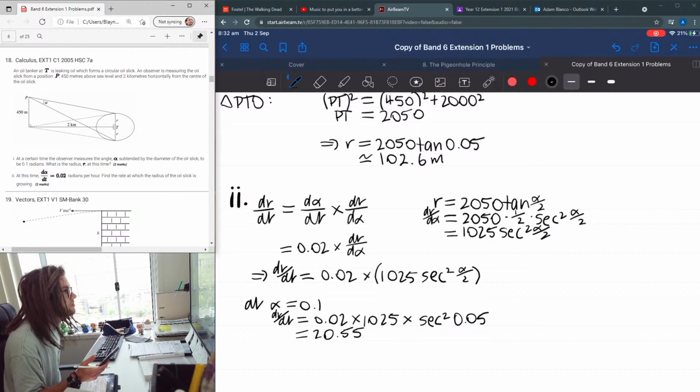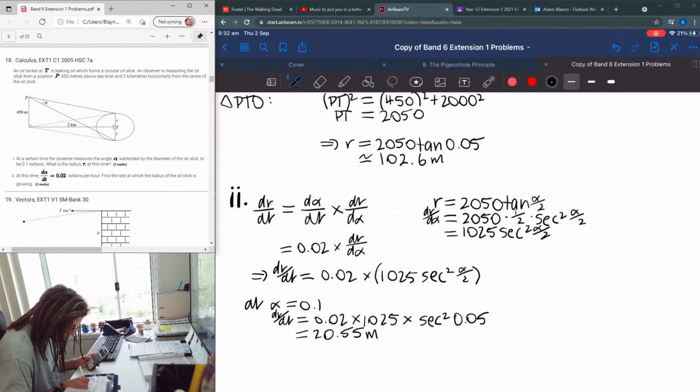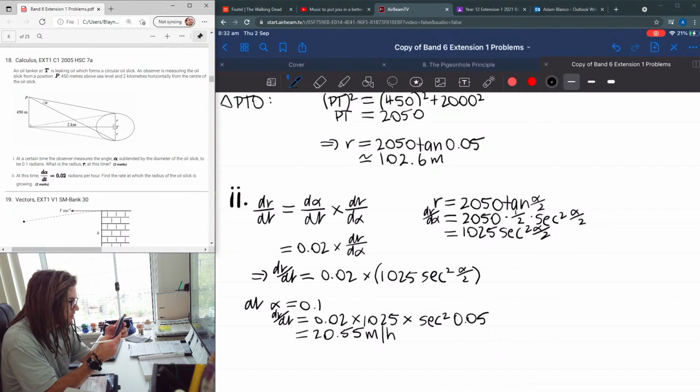That was the rate at which the rate, oh, that's the radius, so meters per hour. It was in hours, meters per hour. Sorry, I don't know what happened then. I typed in cos and then I put brackets around it and put squared, and I didn't like that. But then I just typed in cos and put a squared on it.